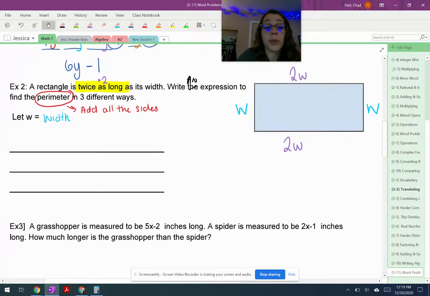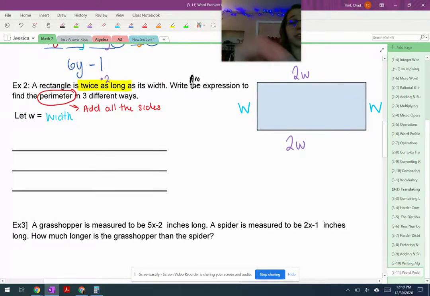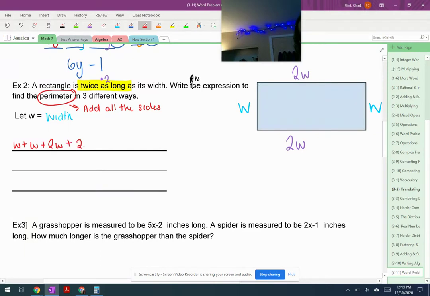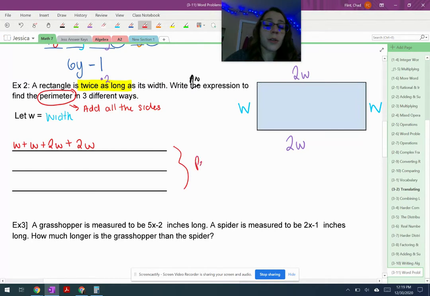Okay, so perimeter, like we said, means add all the sides together. So the first thing that's jumping into my mind about adding all the sides together is literally to just take all the sides and add them together. So W plus W plus 2W plus 2W, right? That would be perimeter, right? All these are perimeter.